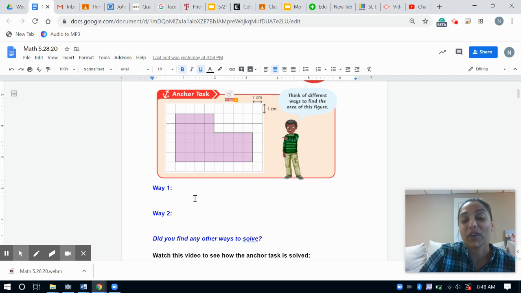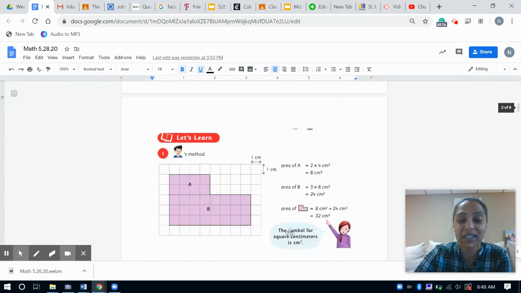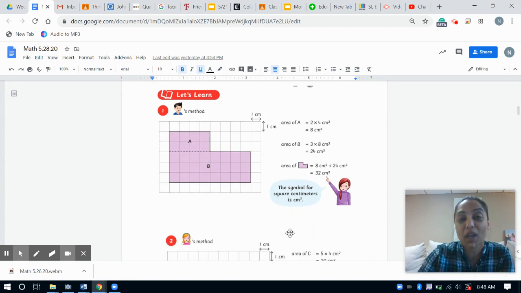If you have not calculated the anchor task, pause the video right now and try it. We're going to ask you for way 1 and way 2, two ways. If you have any other ways, just write them down on a scrap piece of paper. Hopefully you've had some time to calculate, and this is how we go about it, some ways to calculate the area of that one figure.